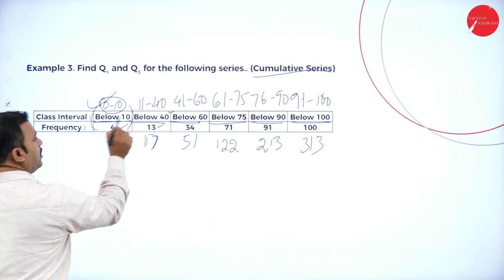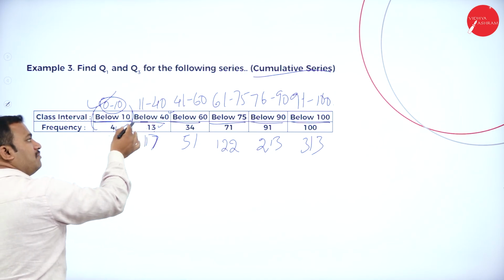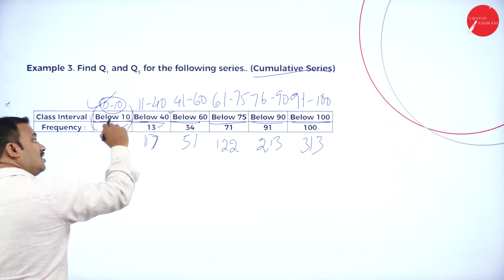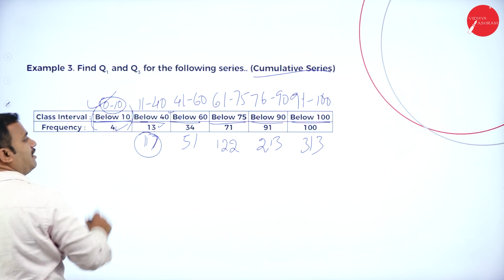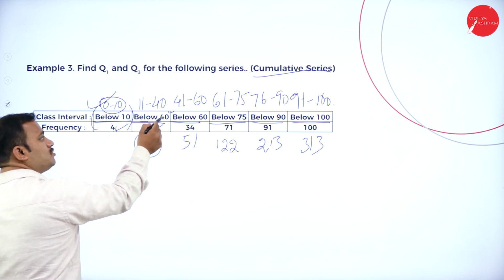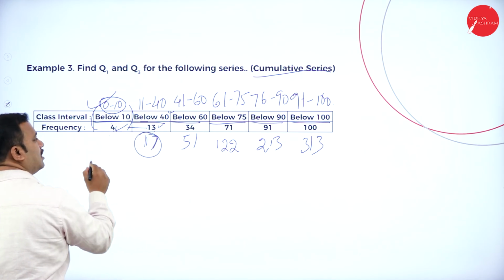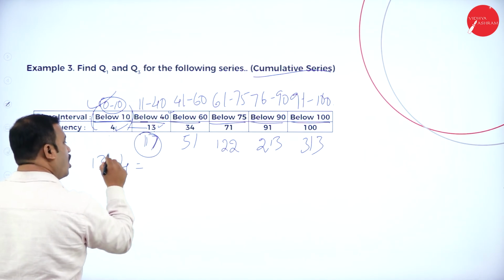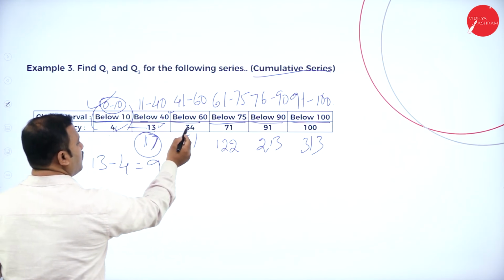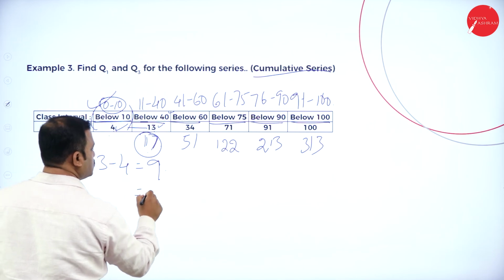But in this case, below 40 also includes below 10. I am not considering the below 10 here, because if I consider below 10, it also becomes 17. I want to consider only the elements which are less than 40 and greater than 10. If that is the case, 30 minus 13 minus 4 is equal to 9. Then 34 minus 17 is equal to 17.